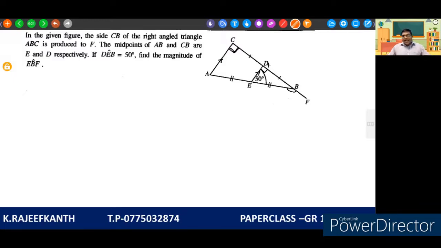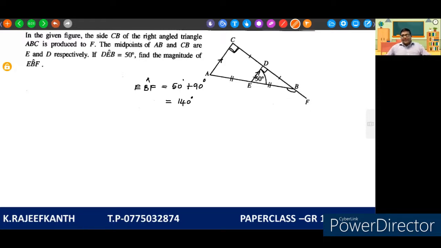Now consider the triangle EDB. This angle EBF is the exterior angle. Here these two angles are the interior opposite angles of this exterior angle, so we can apply the theorem: exterior angle is equal to the sum of interior opposite angles. So angle EBF is equal to 50 plus 90 degrees, which is 140 degrees.